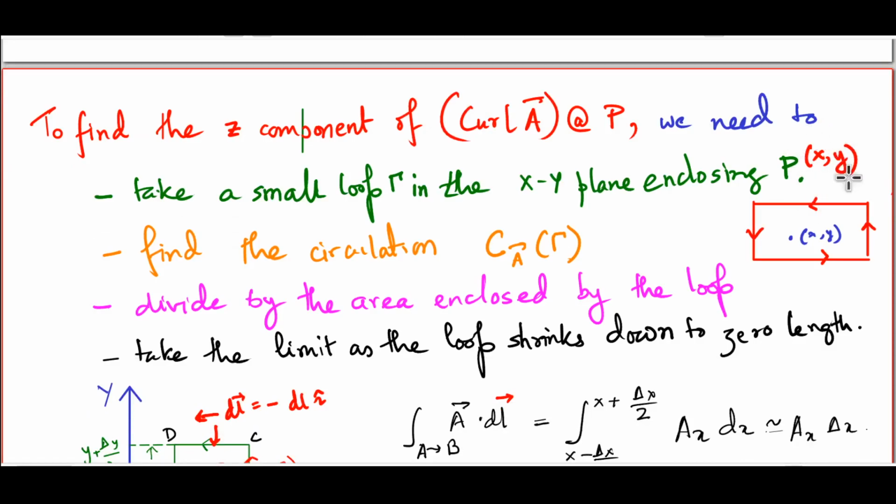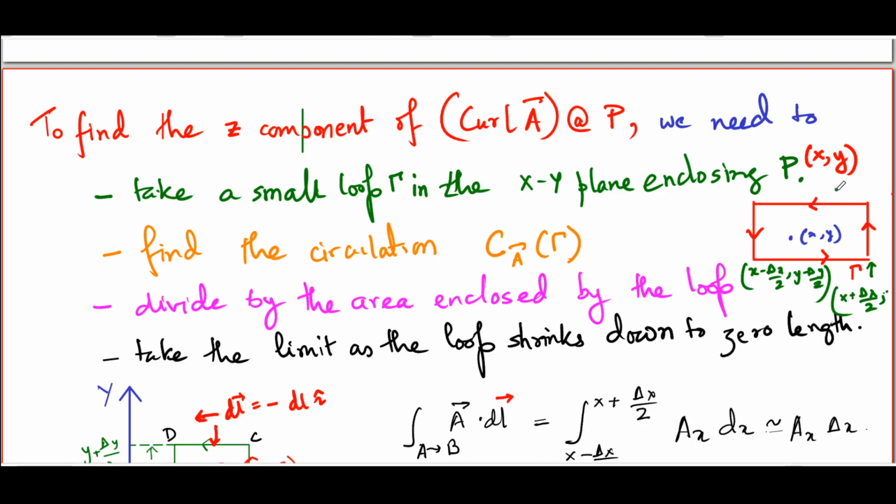To repeat, in order to find the z component of the curl of A at a point P with coordinates x and y, what we need to do is the following. We need to take a small loop gamma in the xy plane, enclosing the point P. So if the point P has coordinates x, y, we would take a loop with coordinates, let's say, x minus delta x by 2, y minus delta y by 2 as a starting point. Then we will move horizontally, parallel to the x-axis, so that x value changes but y value does not. And we'll end up at this point with x replaced by x plus delta x by 2, y, of course, retaining its original value, that is y minus delta y by 2.